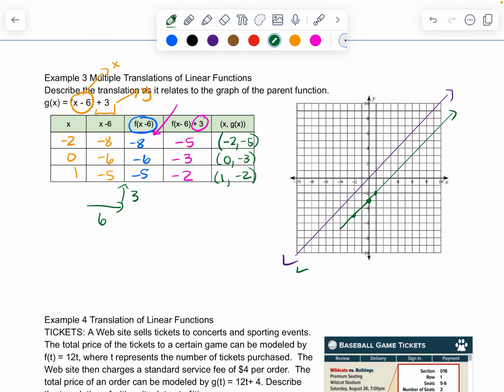Okay, this one. Dilations. We stretch or we compress the graph. So no parentheses. So this is what we're doing to the y value. So if it's greater than 1, we're going to stretch it. If it's between 0 and 1, we're going to compress it. And this has to do with the x-axis. So we're going to come down here and do this.